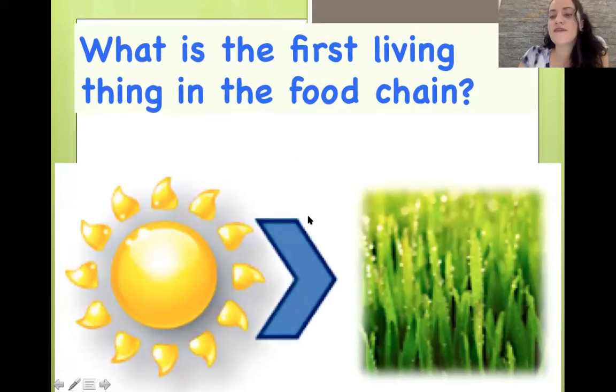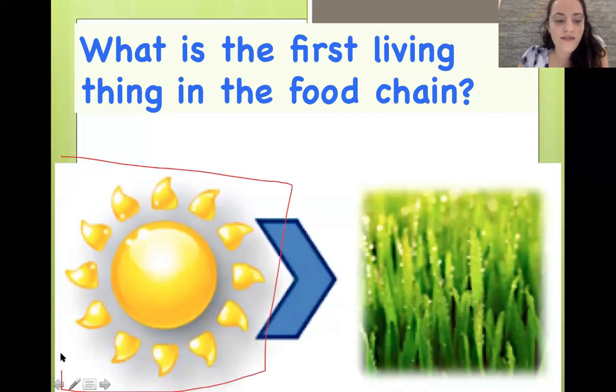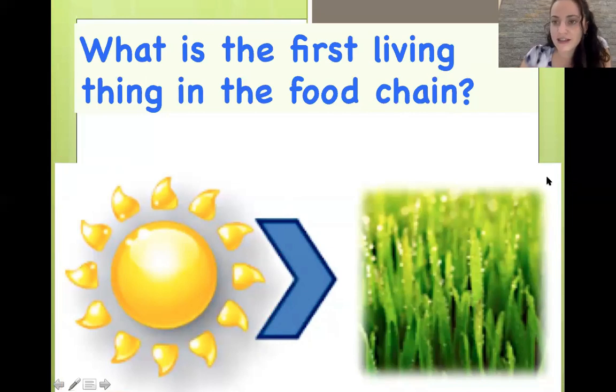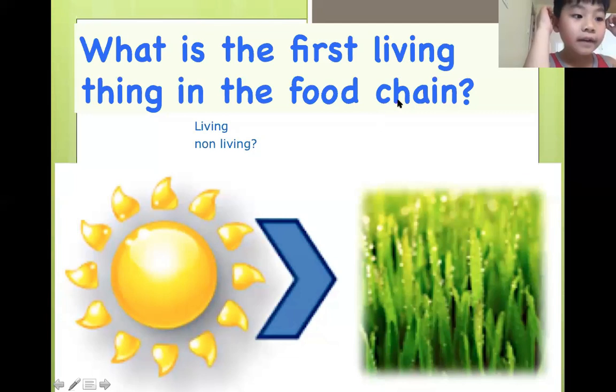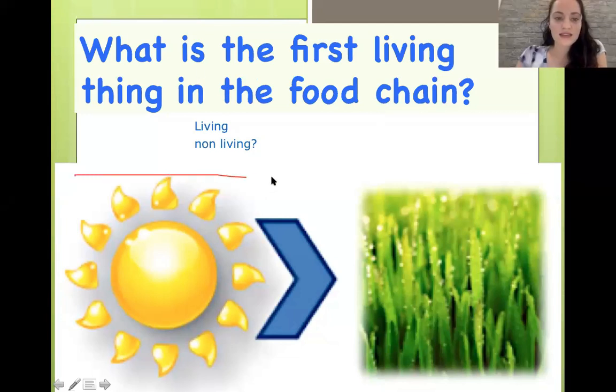So, what is the first living thing in the food chain? What is the first living thing, Hainam? In the food chain? Well, first, grass. Yeah, the grass. Excellent. Is the sun living or non-living, Hainam? So everyone answer. Everyone pay attention. Is the sun living or is it non-living? Everyone say the answer on 3. Ready? 1, 2, 3. Living. All right, I hear some different answers. Is the sun living or non-living? Ready? 1, 2, 3.